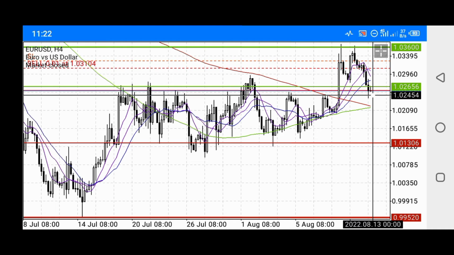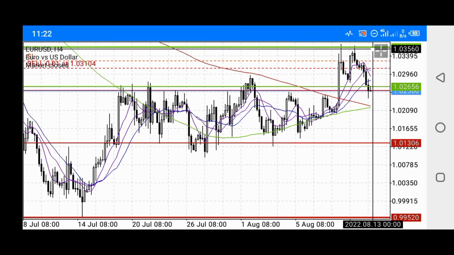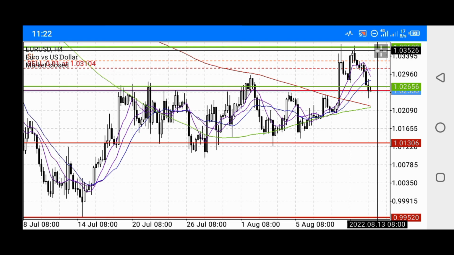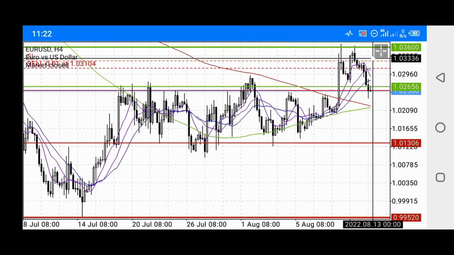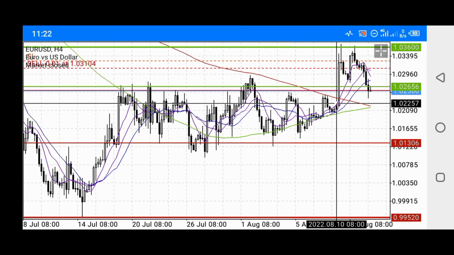Or let's assume that price was rejected at this point and price went up to retest this resistance level. You can take it as a second opportunity to enter a EURUSD sell position. So if you see a rejection at this point, probably a bearish candle, you can place a sell stop order right below it and apply your risk management. So that's all on the EURUSD analysis.